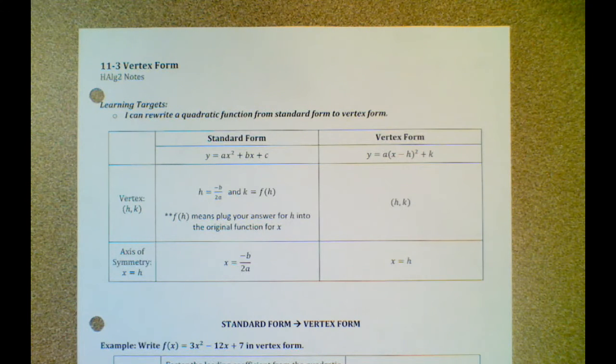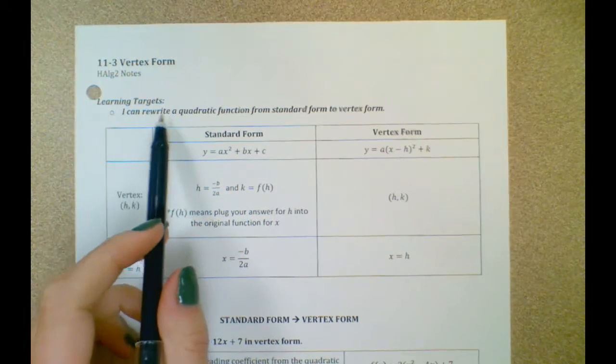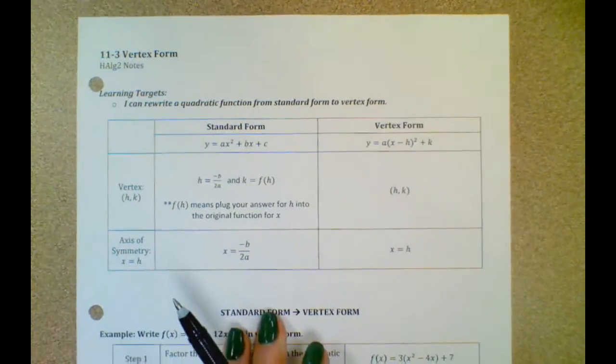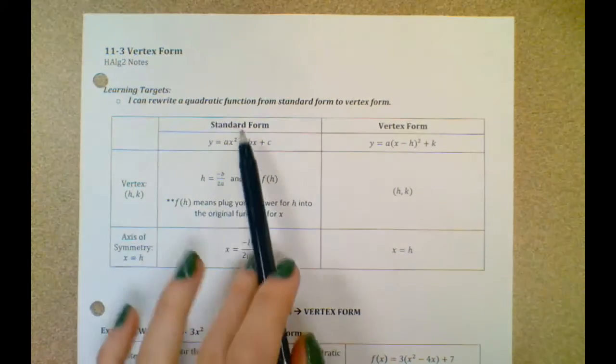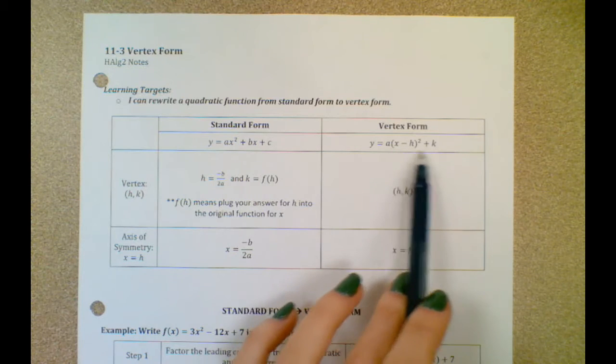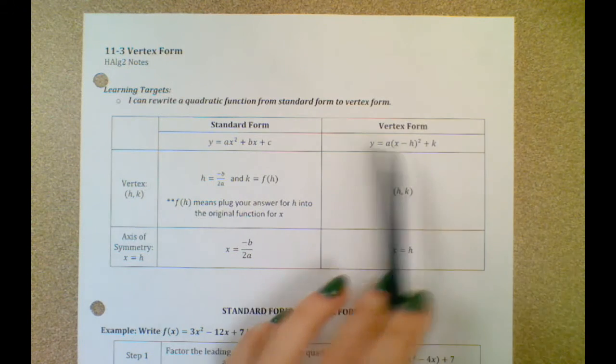Hi everyone, today we are doing section 11.3, which is labeled as vertex form. Basically what we're trying to do today is rewrite a quadratic function from standard form to vertex form. Just real quick, remember this is the standard form of a quadratic function. This is the format of a quadratic function in vertex form.